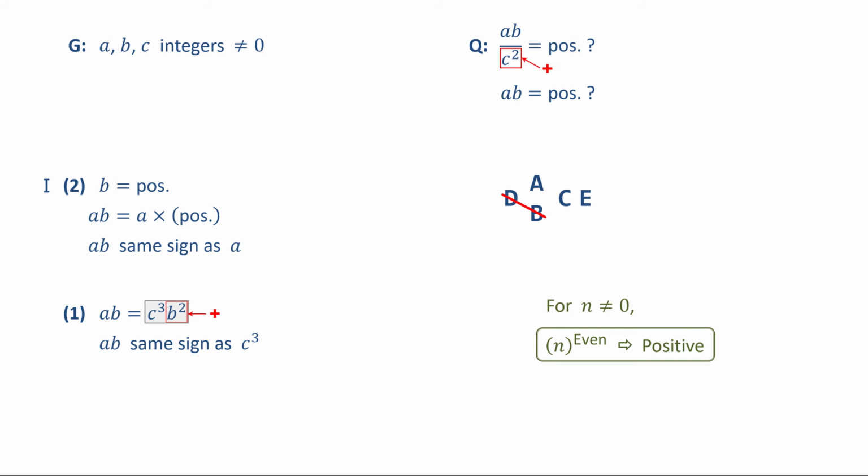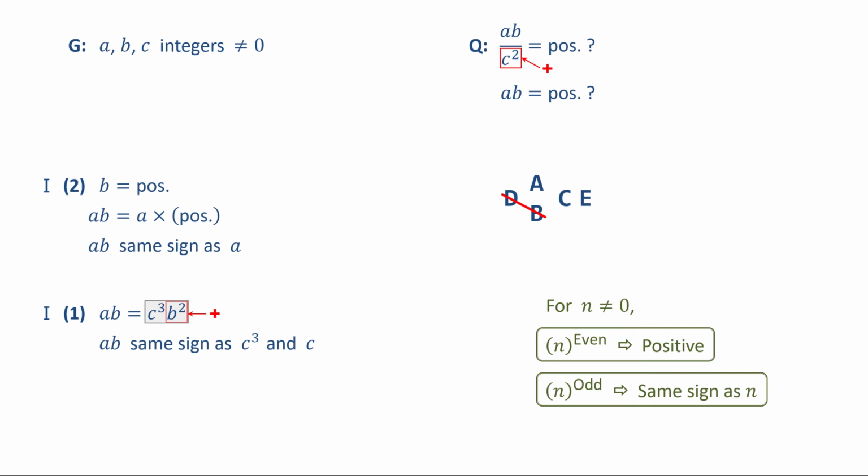But what do we know about the sign of c cubed? Our green rule about exponents has a corollary that can help us. This states that n raised to an odd exponent, such as 3, has the same sign as n. Thus c cubed has the same sign as c. Applying this to statement 1, we can say that AB has the same sign as c cubed and c. Unfortunately, we don't know the sign of c, so we still can't say whether AB is positive. Thus, statement 1 is insufficient.